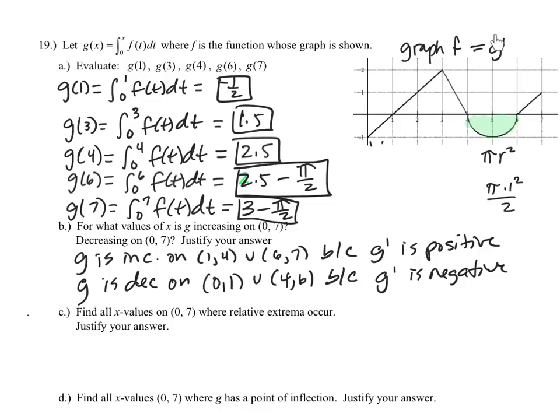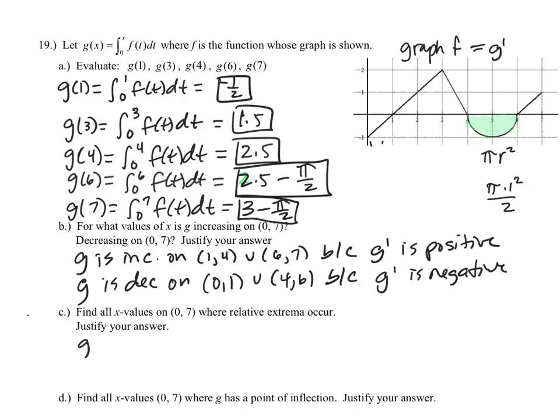So as you look at the graph of g prime, relative extrema occur where g prime crosses the x-axis, where it goes from negative to positive or positive to negative. So it looks like we have at 1 and at 6, g prime is going from negative to positive, so those are going to be relative mins, and then we'll have one relative max right here at 4, where g prime changes from positive to negative. So let's write out that response and a justification.